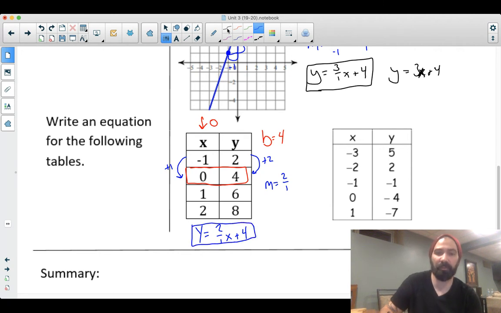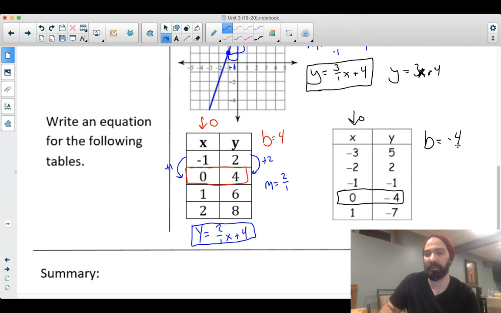Last one. Again, you are trying to identify when your x is 0 to find your b. When x is 0, y is -4. And that's your b. It's your y-intercept. Okay, now we want to check our change in y over change in x. 5 minus 3 is 2. -3 plus 1 is -2. So our m is -3 over 1.